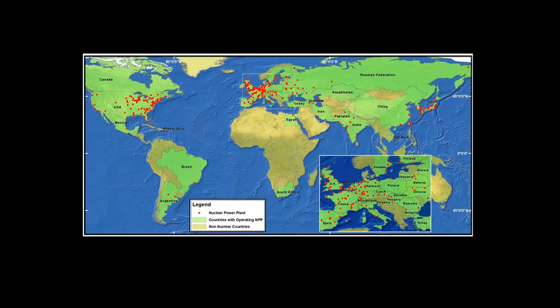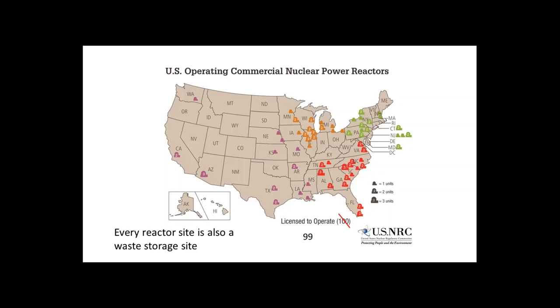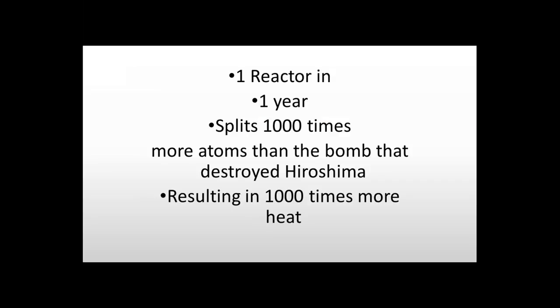Worldwide, there are nuclear reactors, as shown here, in North America, Europe, Asia, and fewer in the Southern Hemisphere. This is a close-up of the United States. Note that every reactor site is also a waste storage area. The map does not include closed reactors, and an additional 4 reactors that are under construction in Georgia and South Carolina. Most of the reactors are in the east, where the population is.